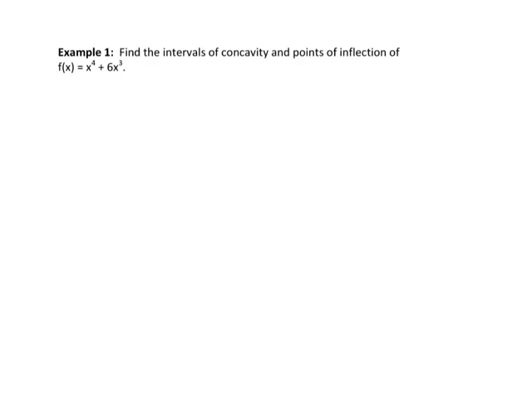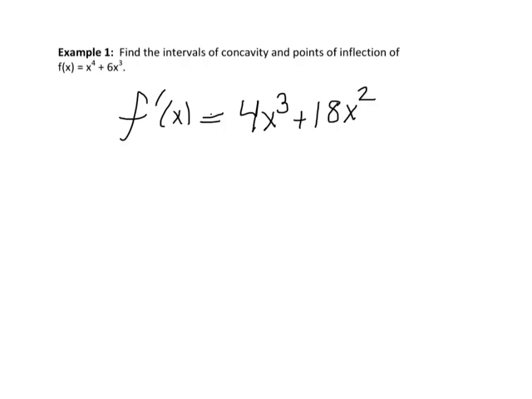What we need to do is find the second derivative. So first, let's find the first derivative, f prime of x equals 4x cubed plus 18x squared, and then the second derivative, f double prime, is going to be 12x squared plus 36x. Okay, that's not too bad.